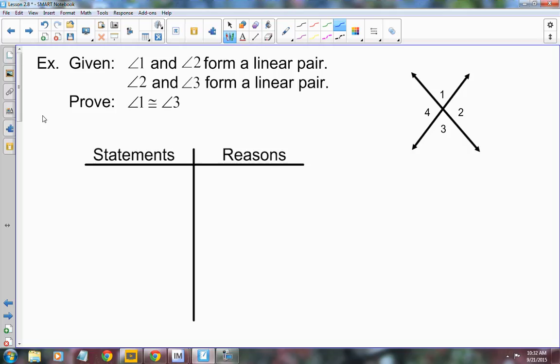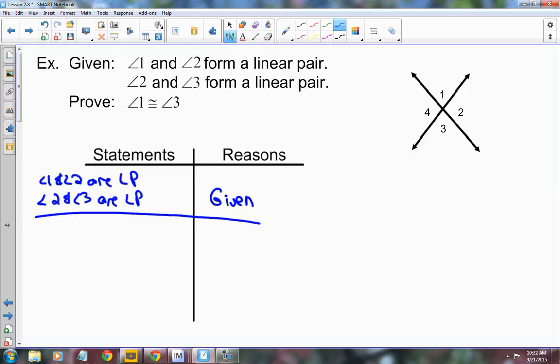Okay? The picture here is not really all that helpful because you want to kind of go some different ways with it. But anyway, angle 1 and angle 2 are a linear pair. Angle 2 and angle 3 are a linear pair. That's a given. Now, because they're linear pairs, what do we know about them? They're supplementary, right? So that would be my next step.